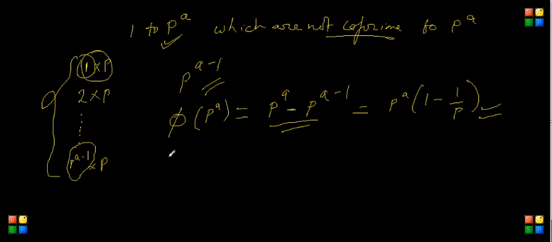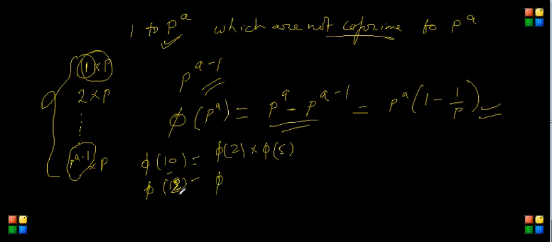Whenever you take a number like, say, 10, and I'm trying to find phi of 10, what are all the prime factors of 10? 2 and 5. So if I find phi of 2 and phi of 5 separately and multiply them, that's the same as phi of 10. What's the case if I take phi of, let's say, 12? It's the same as finding phi of 3 into phi of 4.